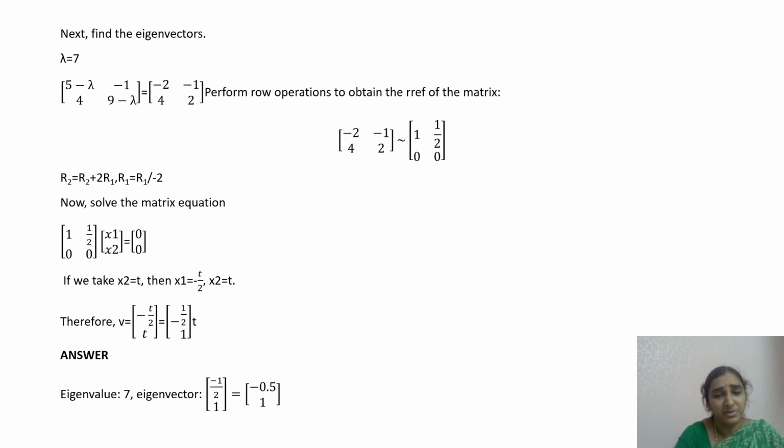On performing the row operations, row 2 is equal to row 2 plus 2 into row 1, and dividing row 1 by minus 2. Now solve the matrix equation 1, 1 by 2, 0, 0 into the column matrix x1, x2, which is equal to the column matrix 0, 0. If we take the value x2 is equal to t, then x1 would be equal to minus t by 2 and x2 is t. Therefore, our eigenvectors are minus t by 2 and t. Our eigenvalue is 7 and our eigenvector would be minus 1 by 2 and 1.